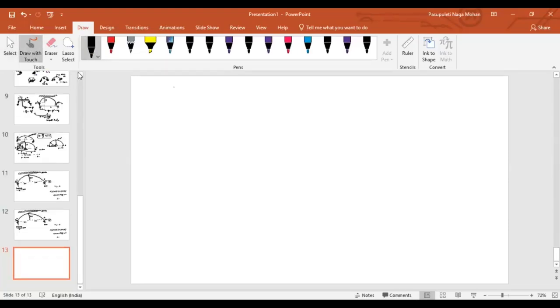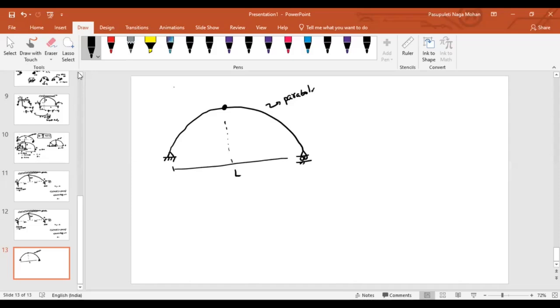Now, imagine again there is a circular arch, a 3-hinged circular arch. This is nothing but a parabolic, and again the length is L, L by 2 and L by 2. The load acting on this is W. So again, I'm doing the same thing. Can you tell me what about the reactions here? Vertical, same, right? It will be WL by 2 at each support.